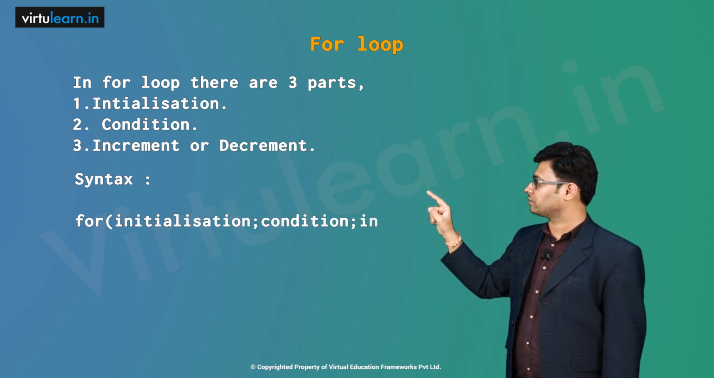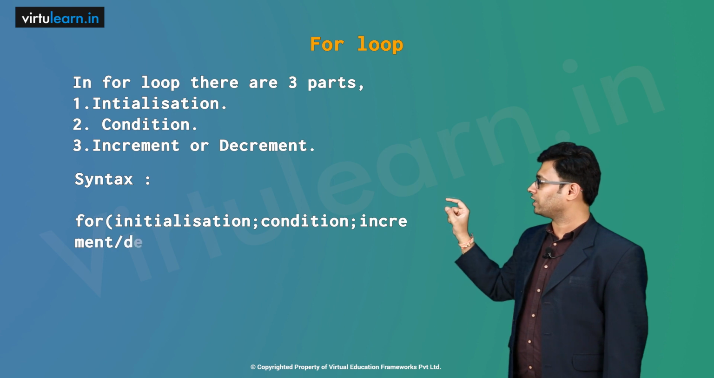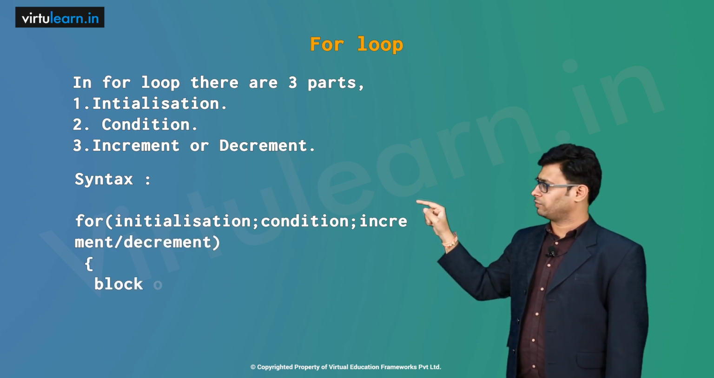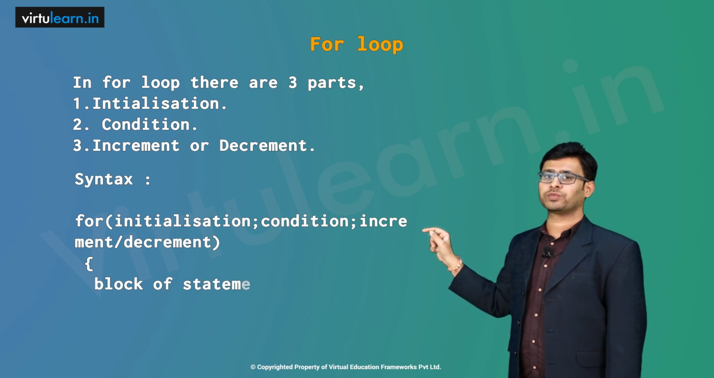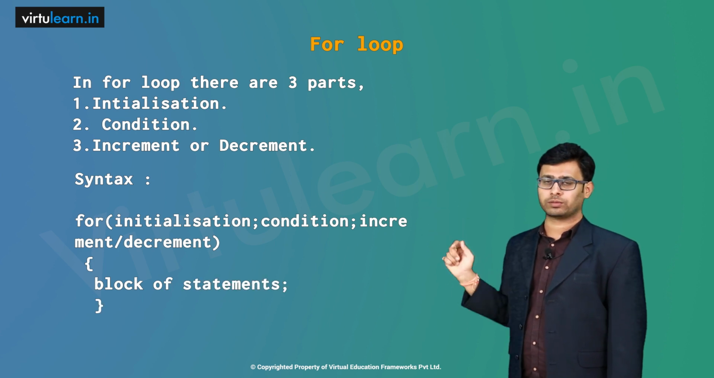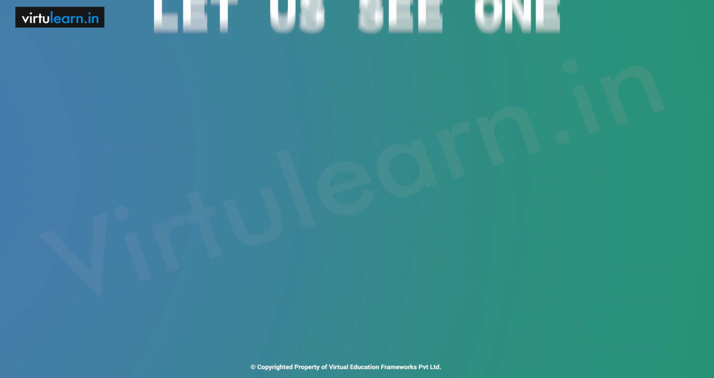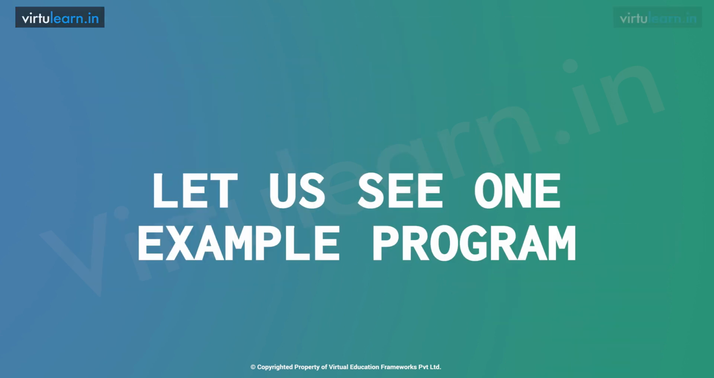First one is initialization, semicolon, followed by condition, semicolon, followed by increment or decrement. Within the curly braces, we are going to write the statements that we need to execute. So this is about the for loop. Let us see one example program. Now let us see some of the examples related to for loop.